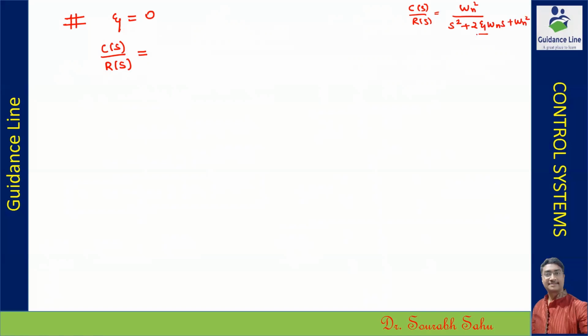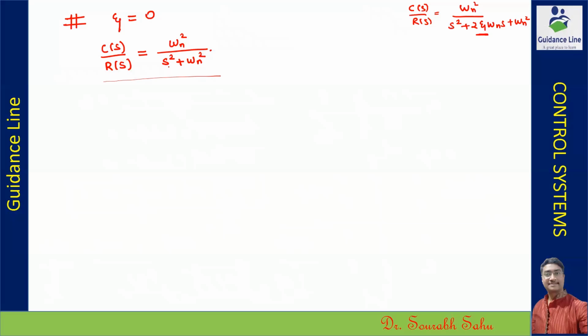Okay, so if I substitute a value of zeta over here equal to 0, we have what? Omega n square divided by s square plus omega n square. Okay, so now we have a modified transfer function which is represented in this particular format. Now again, likewise in the previous sessions where we discussed the first order system, we have considered three particular inputs. We have this particular equation over here.